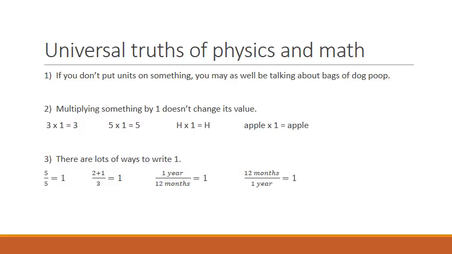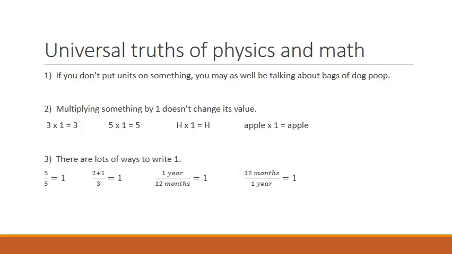The second thing is something you learned in math class, and that is that multiplying something by the number 1 doesn't change its value. You're probably asking where this is going, but you'll find out in future slides. But if I asked you 3 times 1, I'm sure all of you could tell me that's 3. 5 times 1 is 5. It's not only true for numbers. It actually works for anything that you multiply by the number 1 doesn't change its value. So the letter H, for example, times 1 is still equal to H. Or if I had an apple times 1, it's still going to be an apple.